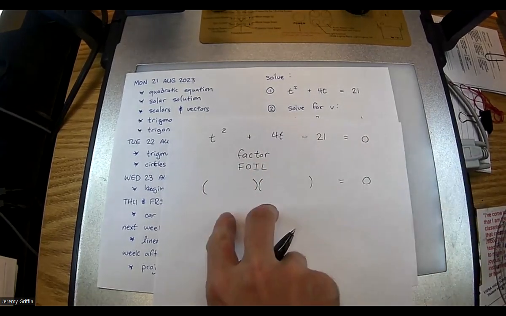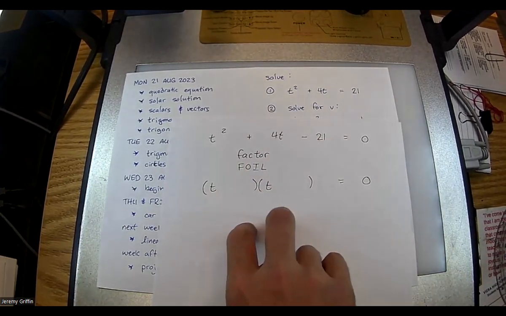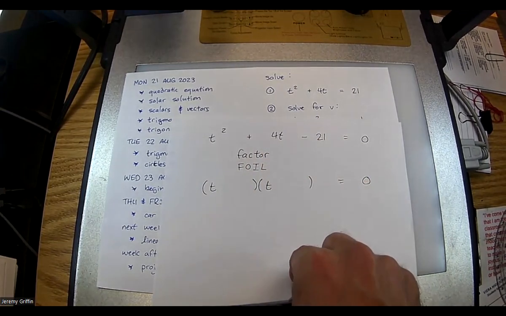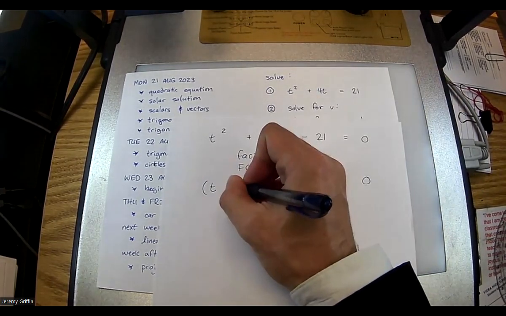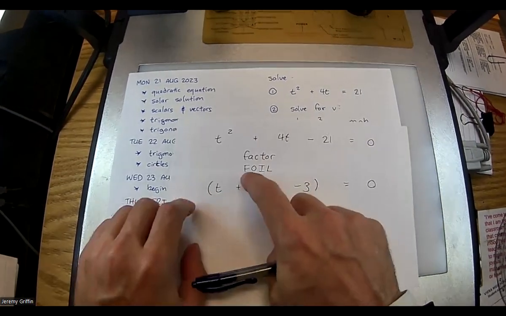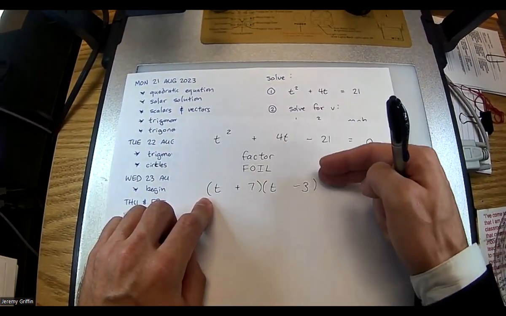So let's see. I'll put a t here and a t here. Now, what are 2 numbers that add to +4 but multiply to -21? +7 and -3, you're saying? All right. Now, let's try this FOIL, because factoring goes from top to bottom. FOIL goes from this bottom step back to this top step.